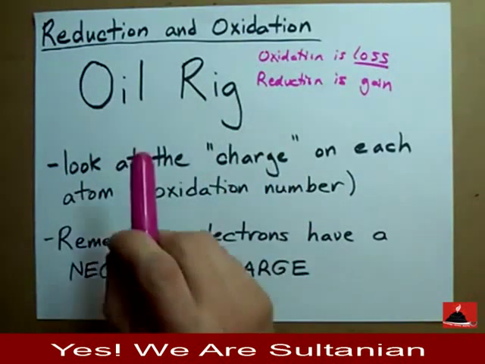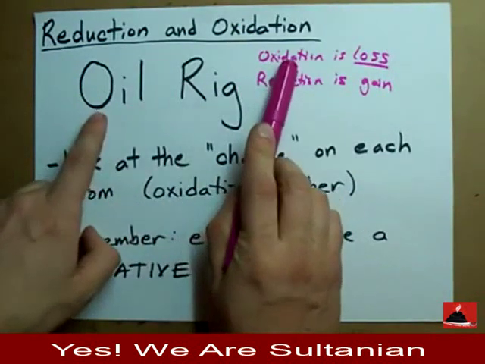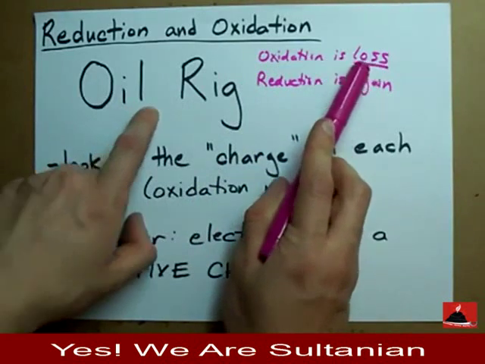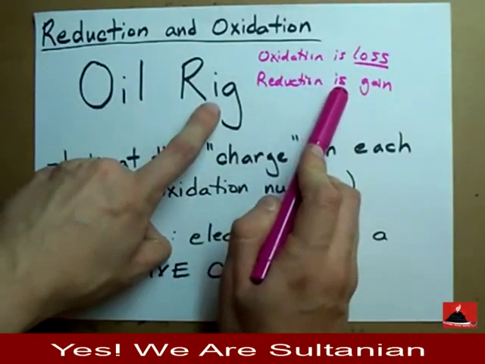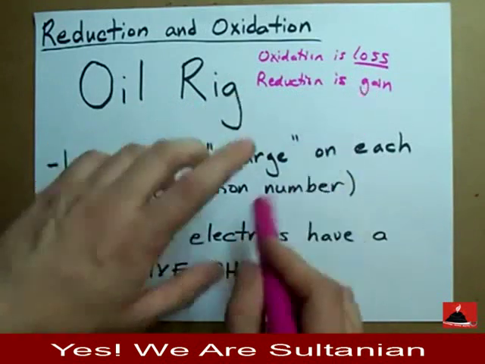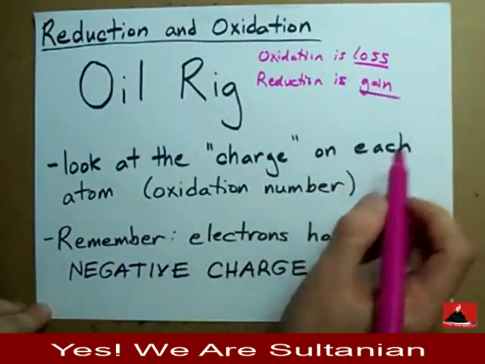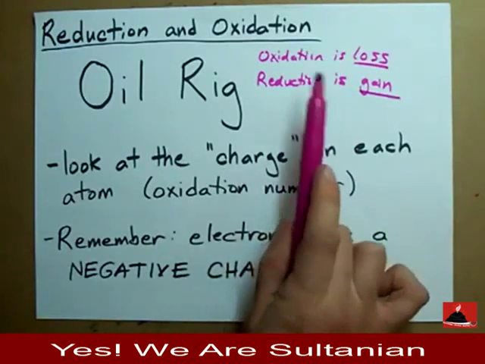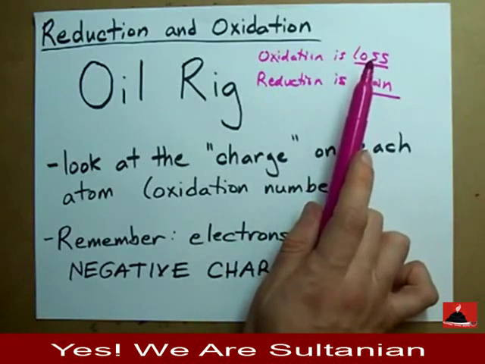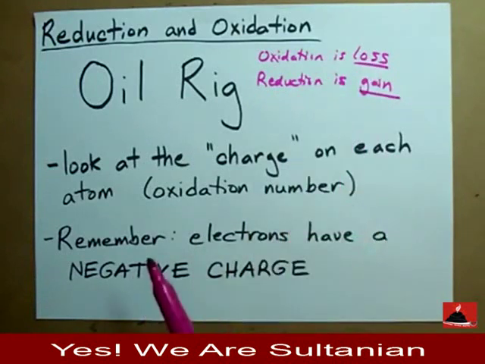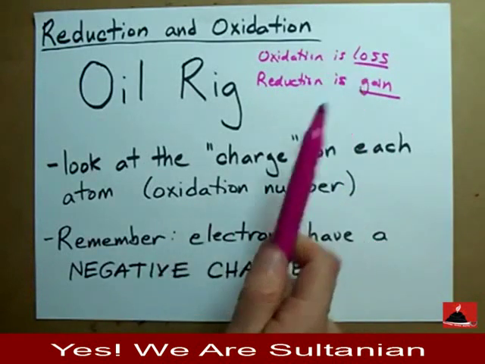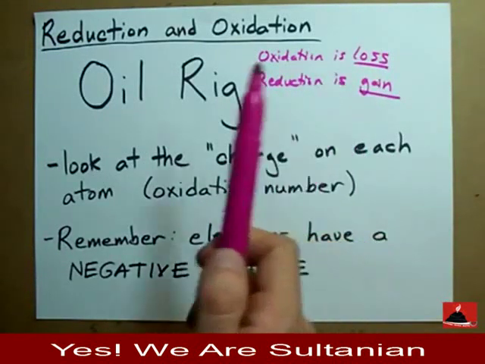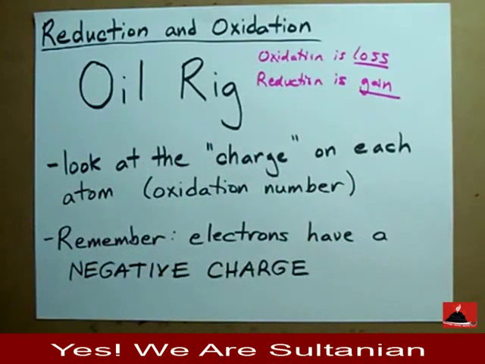I use this one because it clearly tells me that oxidation is a loss of electrons, and reduction is a gain of electrons. Now remember, electrons have a negative charge. So if something's losing electrons, the charge is becoming positive. See, subtracting a negative. If you're gaining negative charges, your charge is going to get more and more negative.